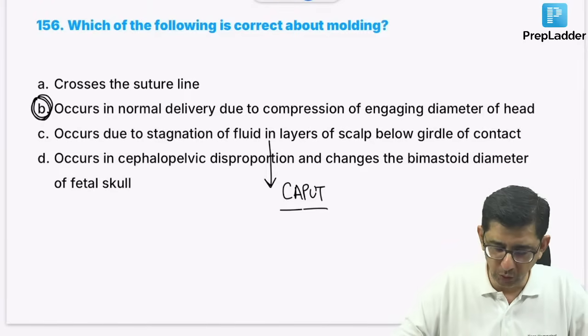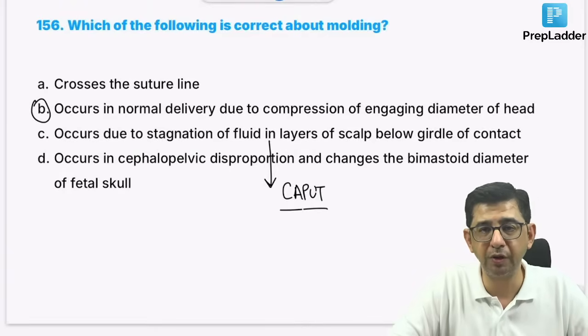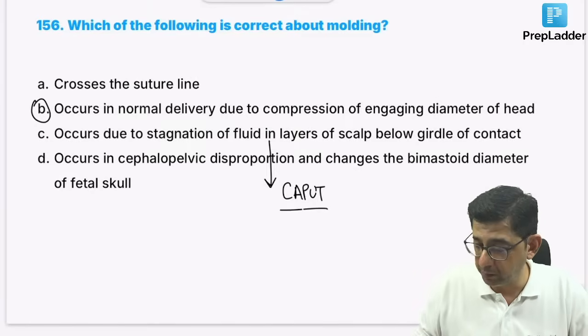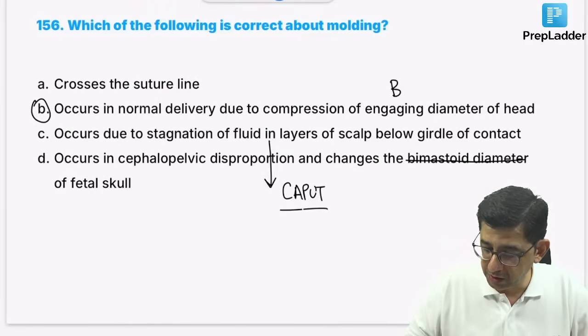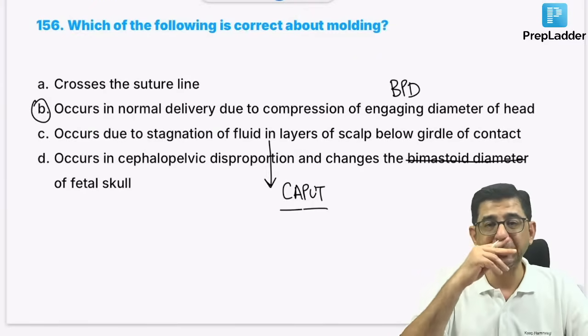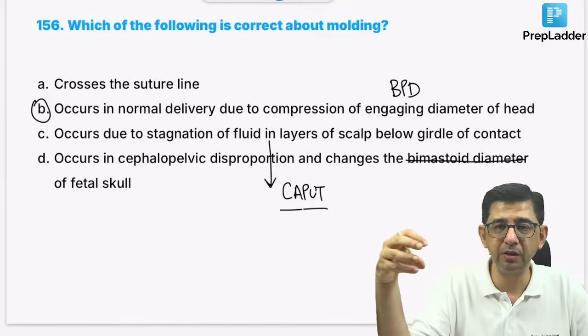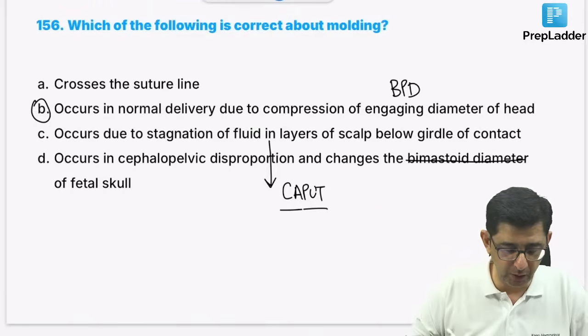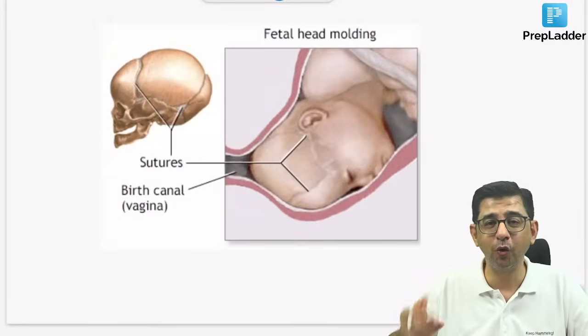And no, it's not a feature of cephalopelvic disproportion. Agreed that it will be more pronounced in cephalopelvic disproportion, but it will not change the bimastoid diameter. What is changing in this case is the biparietal diameter, and if the biparietal diameter becomes lesser, then the head of the baby is relatively deformed in a fashion that it can come out of the birth canal. I'll just show a diagrammatic representation here. Molding does not cross the suture line. It is overriding of the sutures.